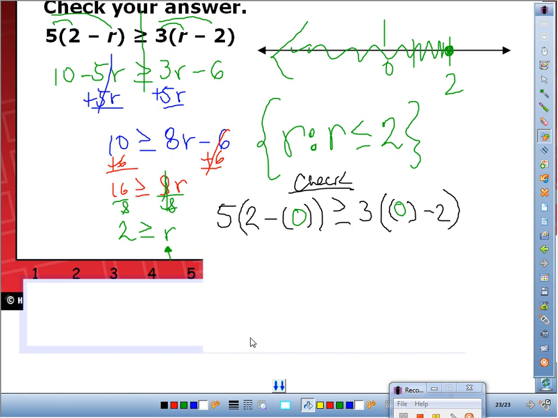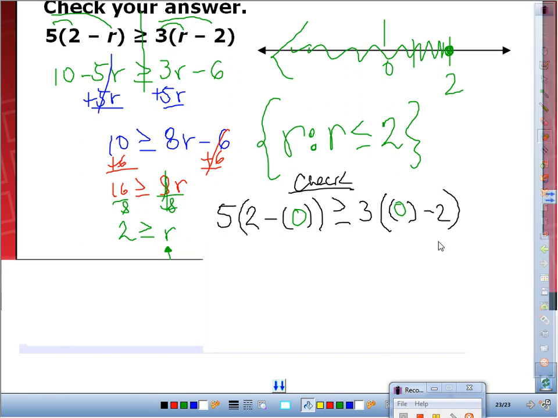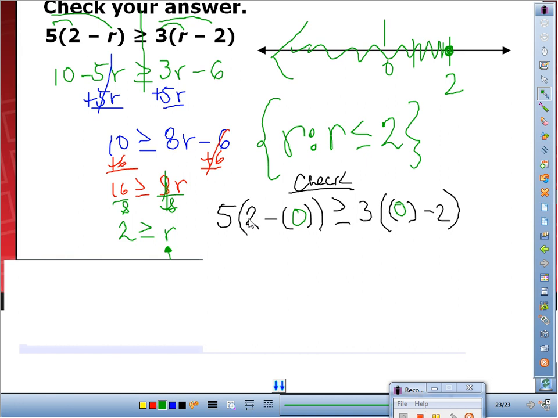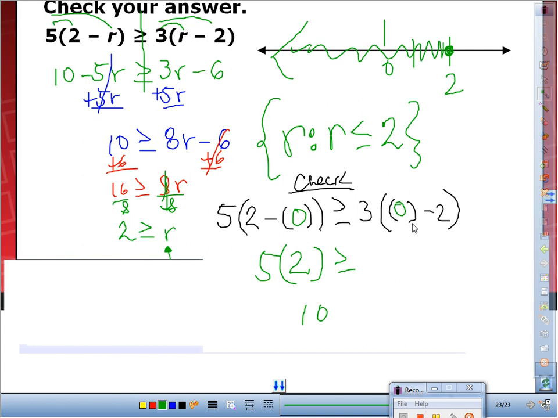Start with parentheses. What is 2 minus 0? 2. What is 5 times 2? That's 10. Okay, let's look at this one. What is 0 minus 2? Negative 2. What is 3 times negative 2? Negative 6. Is 10 greater than or equal to negative 6? Yes, so we're right.